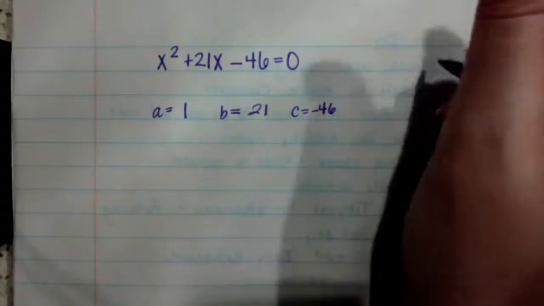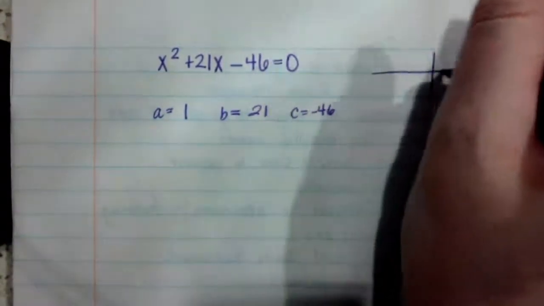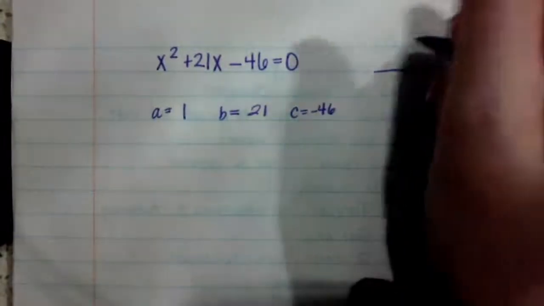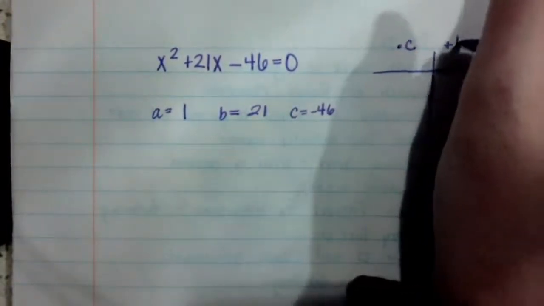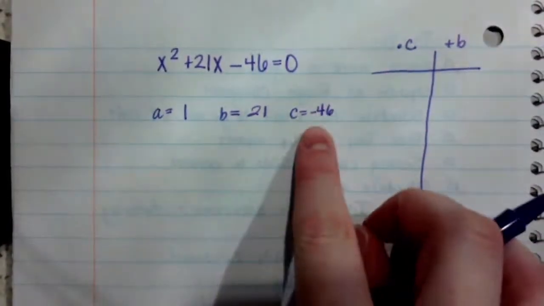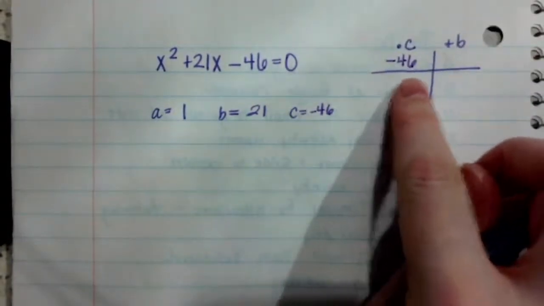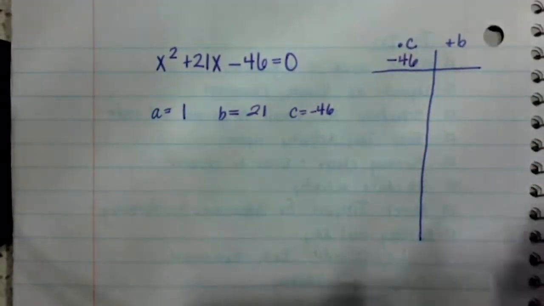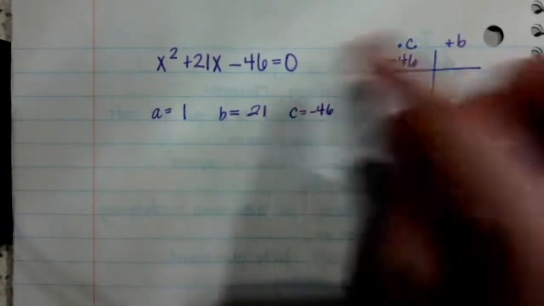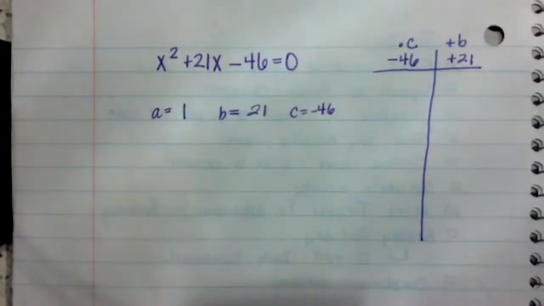And then I'm going to use my T-chart to help me find the numbers that multiply to C and add to B. My C value is negative 46, so I'm going to try to find the two numbers that multiply to negative 46. I'm going to make my list in a second. And then I need to add to my B value, which is positive 21. So add to 21.